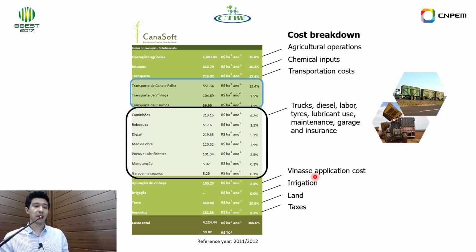Also, other steps that impact a lot the sugarcane costs are steps such as vinasse application costs. Vinasse is a byproduct we obtain from fermentation, and we have to dispose it somewhere, and we place it in the field mostly. Also, we can, for example, estimate costs with irrigation, land, and taxes, and so on.